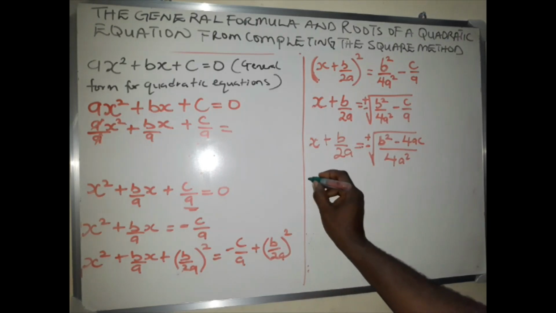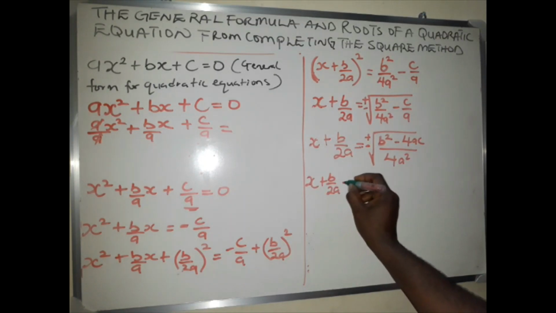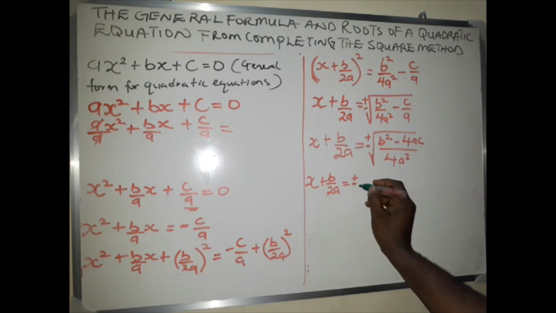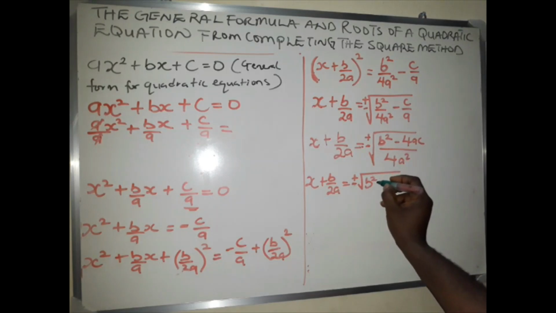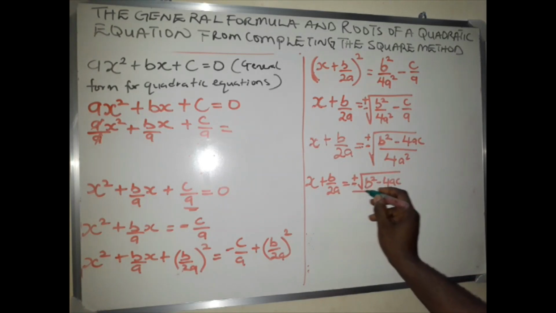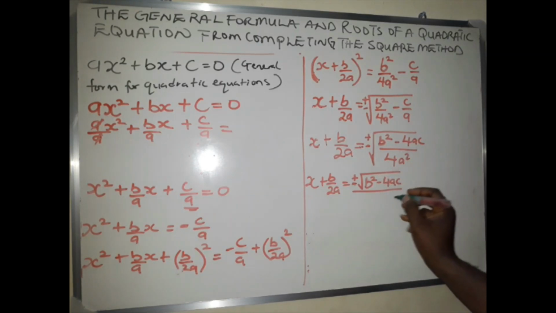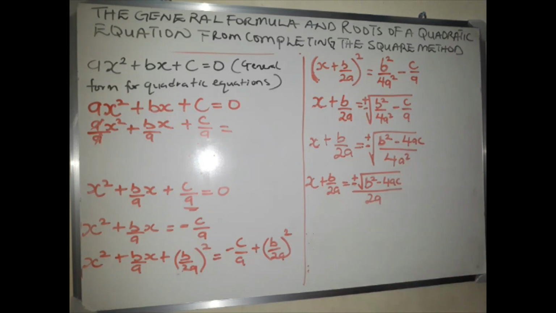So how do you simplify that? You now say x plus b all over 2a is equal to plus or minus. You cannot find the square root of the numerator, so write it as the square root of b squared minus 4ac. Then you draw a line and write the square root of 4a squared, which is now 2a. The square root of 4a squared is equal to 2a.